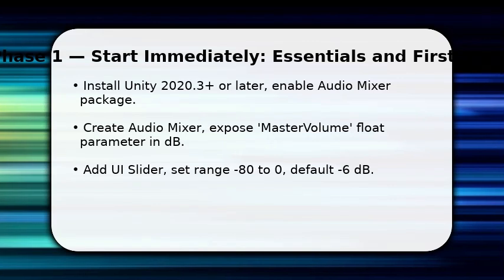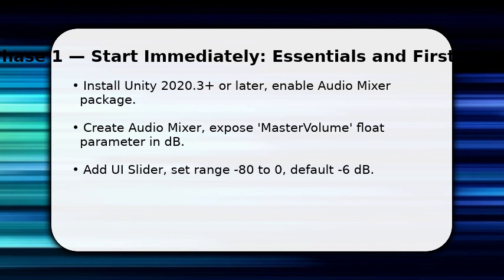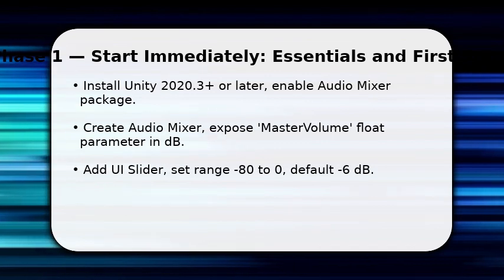Enjoy the video. You will start by preparing only what you need. Open your project and create an audio mixer, then expose a float parameter named master volume in decibels. Next, add a UI slider to your canvas and configure its range from -80 to 0 with a sensible default like -6 dB. Once done, hook the slider to a simple script that writes values to the exposed parameter.